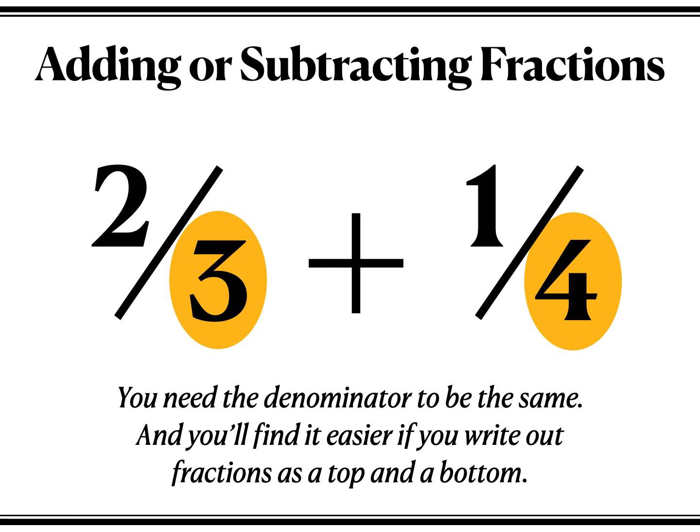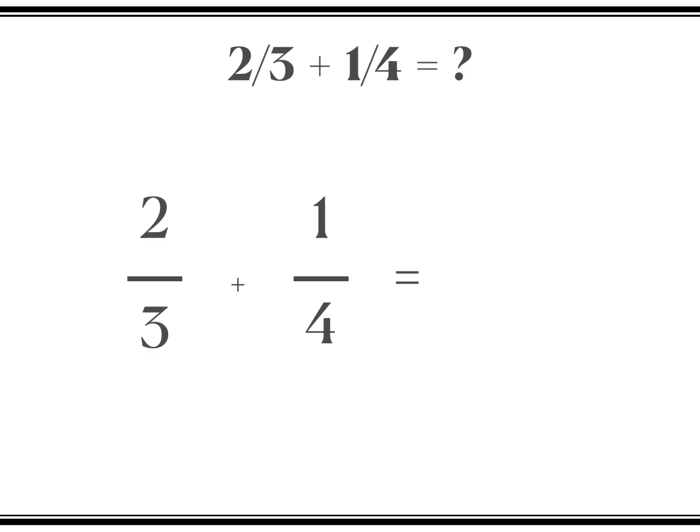So that 3 and that 4, they've got to be the same number. You're going to have to change these fractions. You're also going to find it easier if you write out your fractions as a top and a bottom rather than being side by side on the numbers. So let's take a look at these written out that way. 2 over 3 plus 1 over 4. We can't just add right now. We've got to get ourselves common denominators. The same number on the bottom.